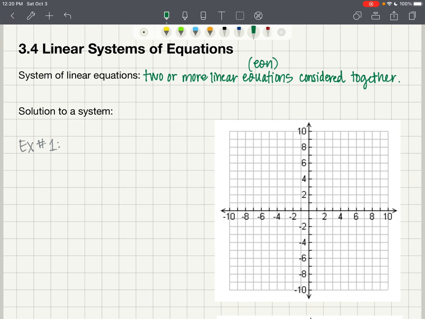The solution to a system is the ordered pair that will make both equations true. It's the ordered pair. There's going to be one of them. The ordered pair in most cases. There are extraordinary cases that we'll talk about, but for the most part, the solution to a system is the one ordered pair that will make both equations true.